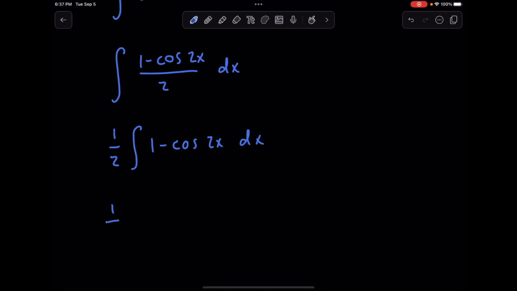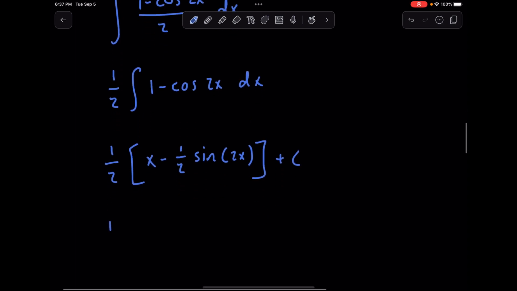So this will now become 1/2. The integral of 1 is just x. The integral of -cosine 2x, since this has a 2 here, that's a simple u sub that we can just do 1/2 sine of 2x. And now we just multiply our 1/2. So the answer to this integral is 1/2 x minus 1/4 sine of 2x plus c.